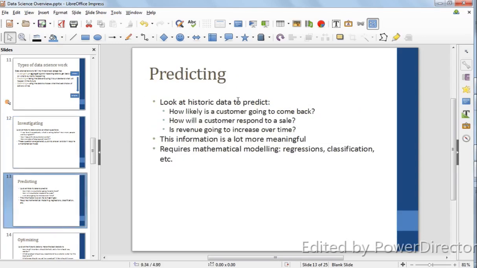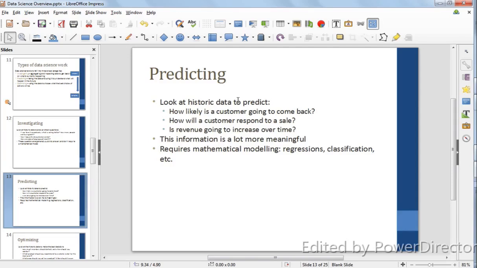Second is predictions, for which you require some mathematical modeling. You require some maths, and a little bit of coding. Not too much, but you do require a little bit of coding and a little bit of maths to understand what is going on behind these machine learning models. So basically in predictions, you do something like this. How likely is the customer going to come back? You would like to tell that the customer is going to come back after 2 days or 3 days or 4 days. This is a prediction based on the past behavior of the user.